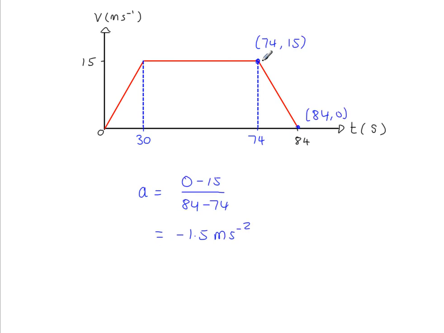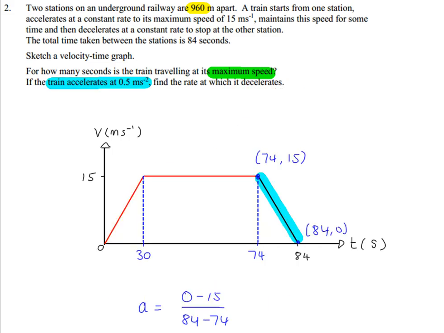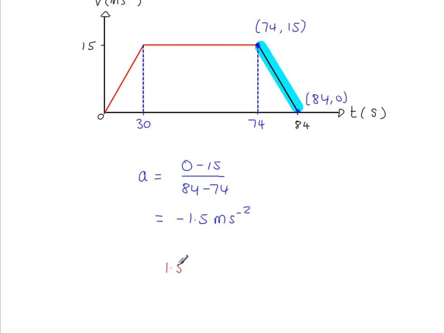By using the coordinates for these 2 points and working out the gradient of the line here, which represents acceleration on a velocity time graph, I've calculated the acceleration here is minus 1.5 meters per second squared, but that's not the final answer. The question said, what is the deceleration? So the deceleration will be 1.5 meters per second squared, because the word deceleration represents the minus here.